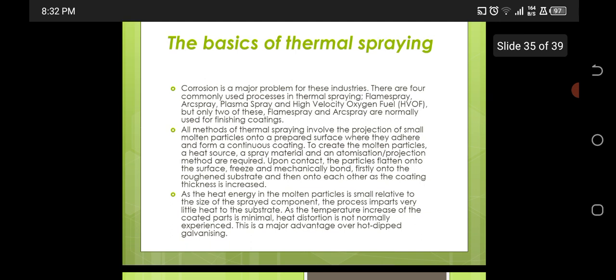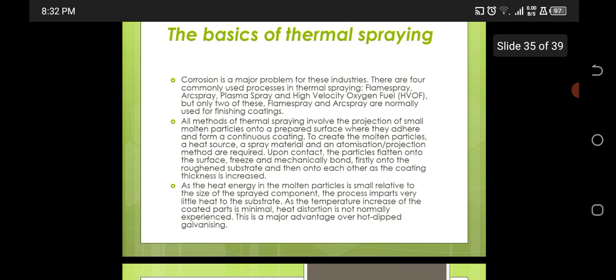All methods of thermal spraying involve the projection of small molten particles onto the prepared surface where they adhere and form a continuous coating. The same thing is here as in the previous slide. First of all, we have to melt the material. Then, after the melting, the molten particles are prepared so that they can adhere to the surface. To create molten particles, a heat source, a spray material, and atomization are needed.